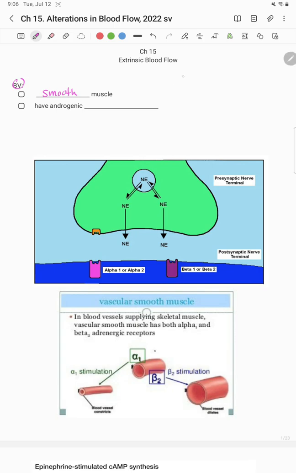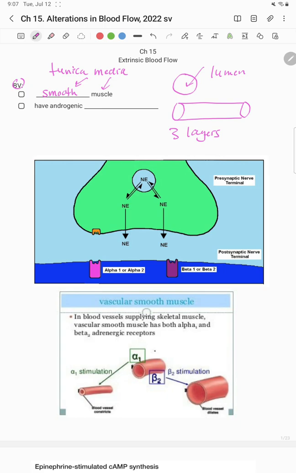So if you look down the barrel of a tube, this would be the lumen. And if you were to look at this tube from the side, it would be a blood vessel. So there's three layers to a blood vessel. The insidemost layer is the tunica intima. The middle layer is the tunica media, and that is the smooth muscle layer.